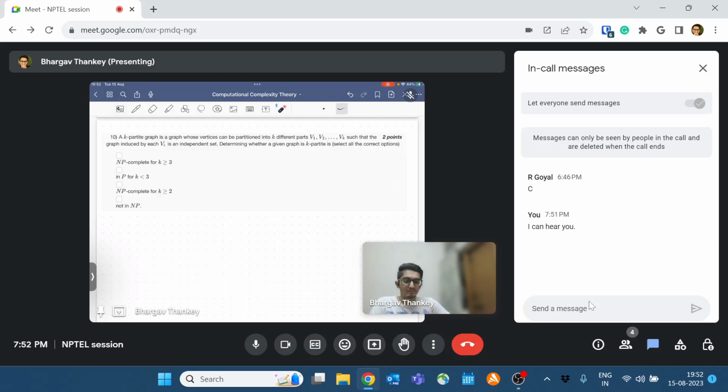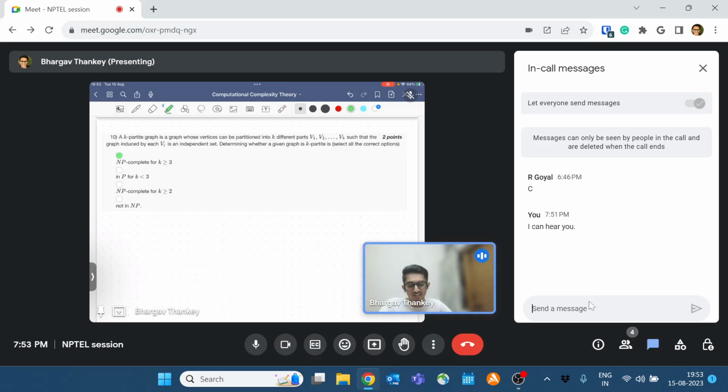So I will not go for the second option then, and it is NP complete for k greater than or equal to 2. It is still NP complete for k greater than or equal to 3, and so I'll go for options A and C. Okay. A is correct.